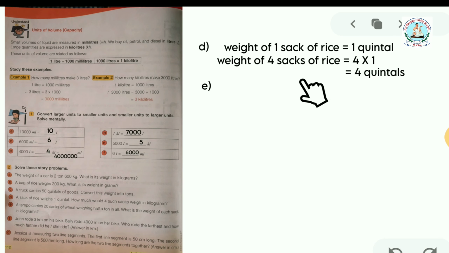So final answer is what? Weight of 4 sacks of rice would be 400 kg. I haven't written it, but you write it down. Let's move on to the next question, that is D.